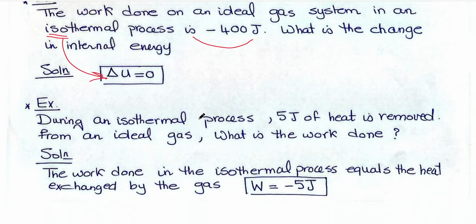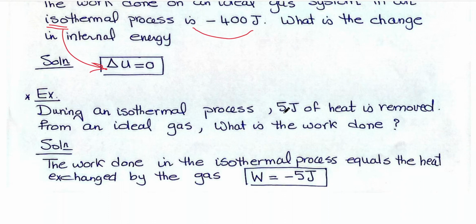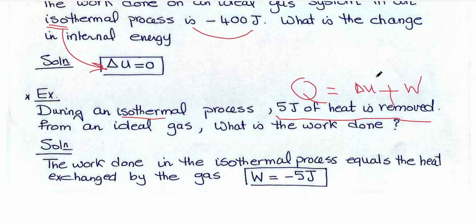During an isothermal process, 5 joules of heat is removed. So this is Q. Q is negative 5. And it is an isothermal process. What is the work? The work done equals the heat exchanged by the gas, because Q equals delta U plus the work. Now we don't have delta U in an isothermal process, so exactly the work equals the amount of heat.